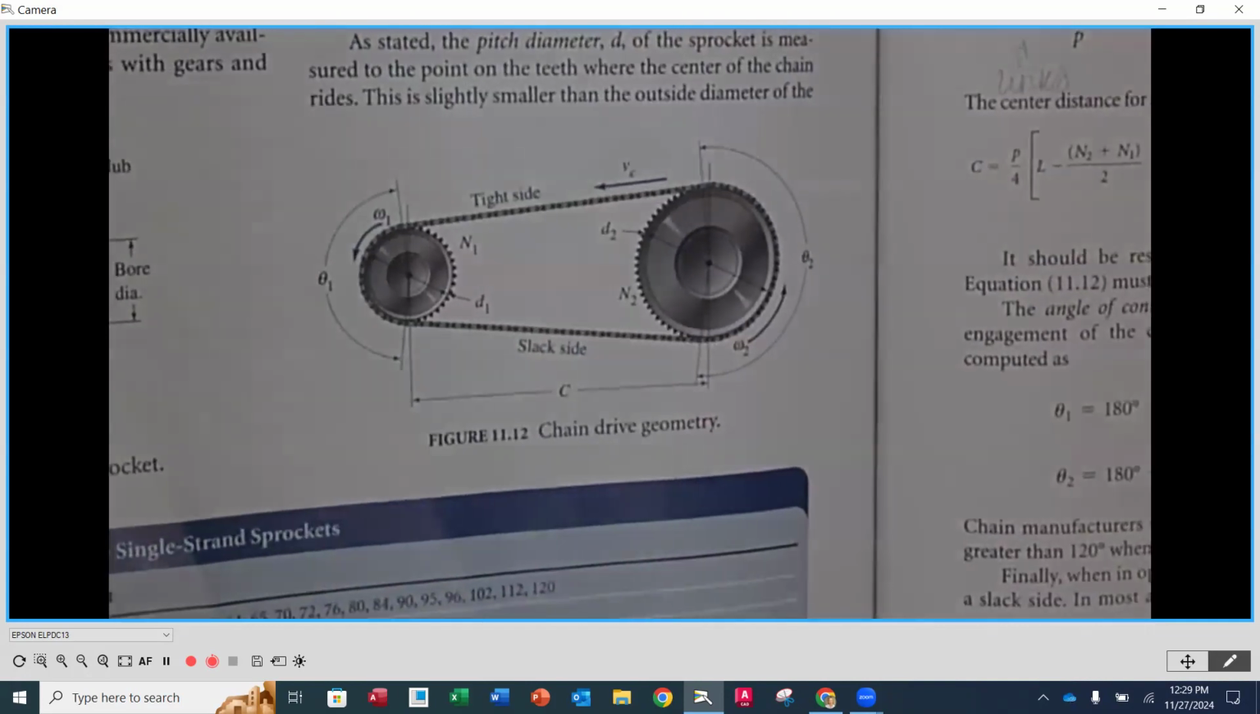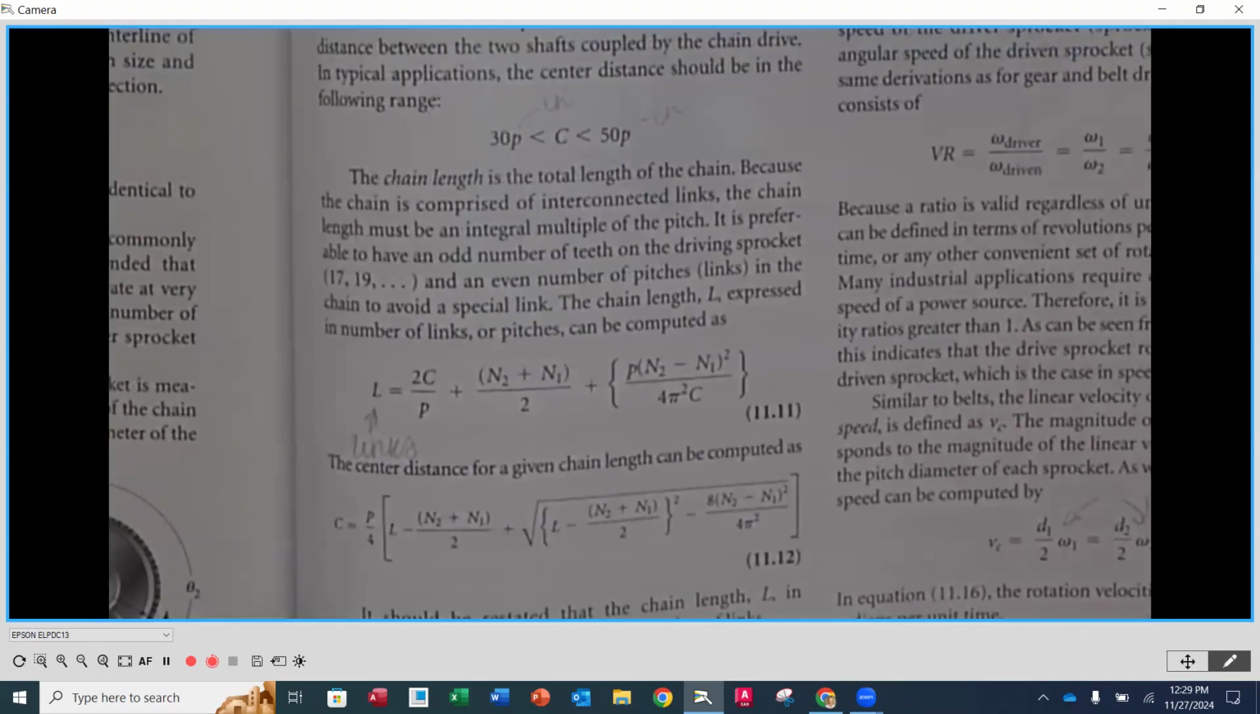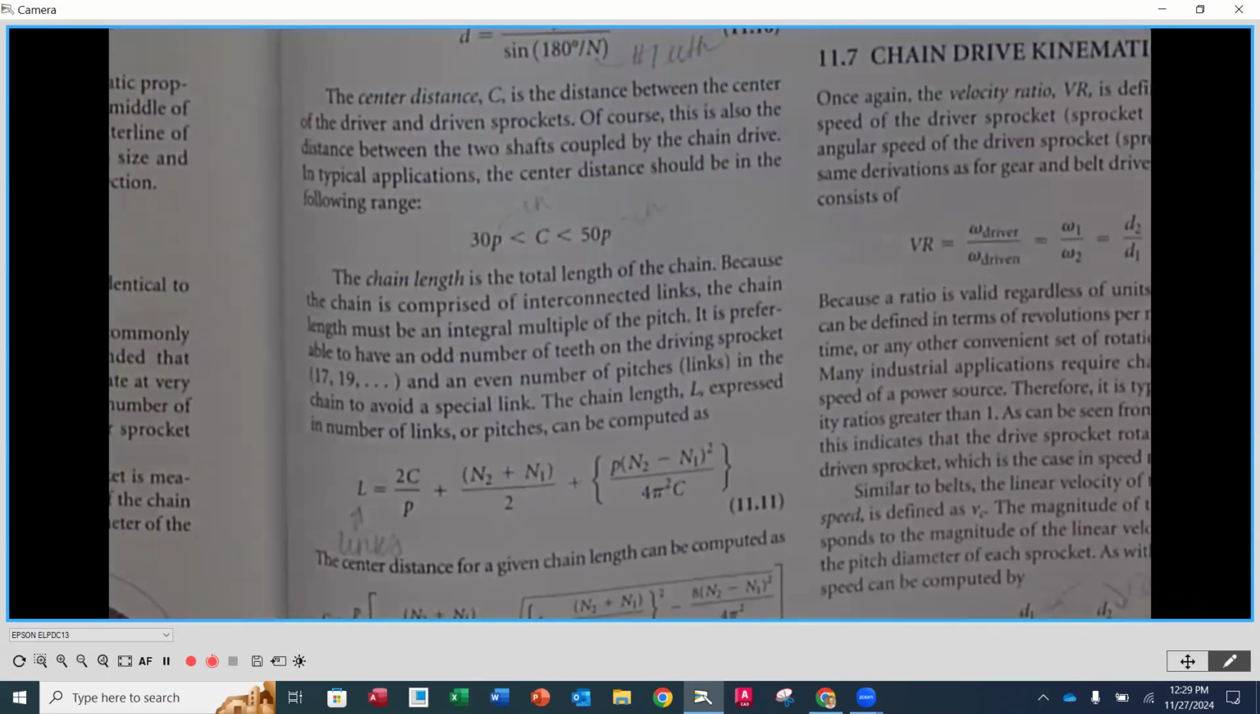Now, if we look over to the right, okay, couple things here. Number 1, as you can imagine, just like for belts, we were interested in center distance, okay?